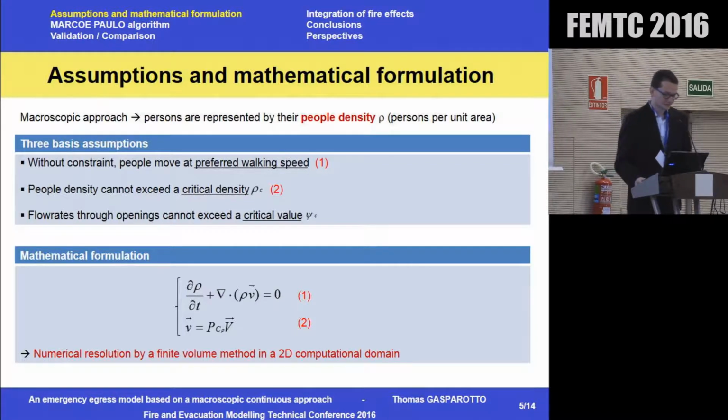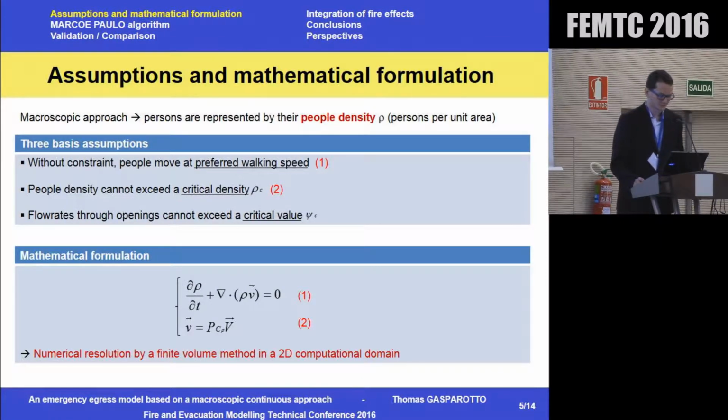So in the approach we chose here, instead of considering people as individual particles, the model tracks the evolution in space and time of a macroscopic quantity, which is people density, or the number of persons per unit area. The pedestrian motion model is based on three fundamental assumptions. First assumption, without constraint, people move at preferred walking speed. Second hypothesis, people density cannot exceed a critical value. And third assumption, flow rates through openings cannot exceed a critical value.